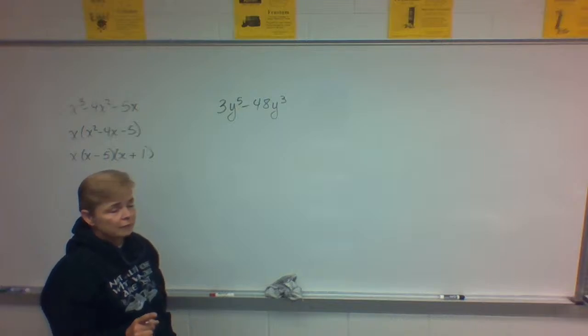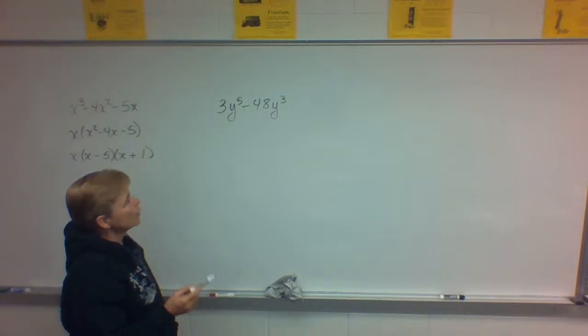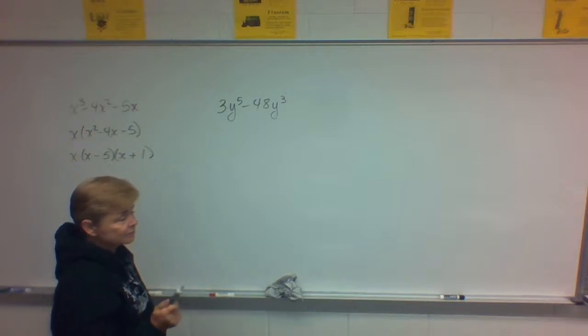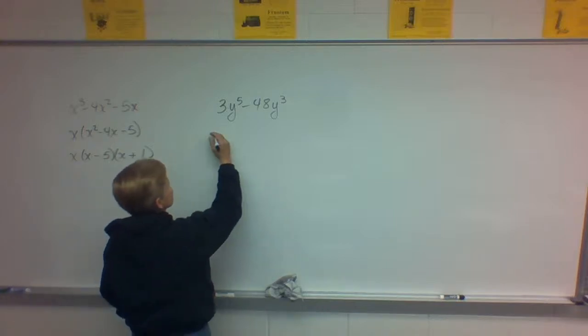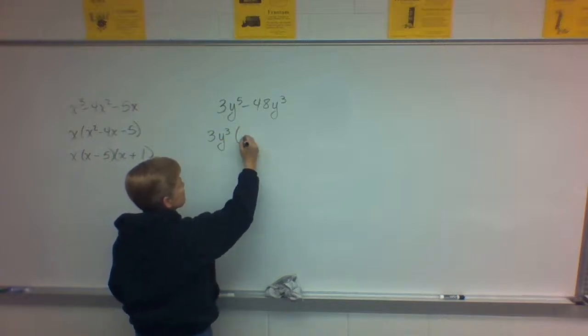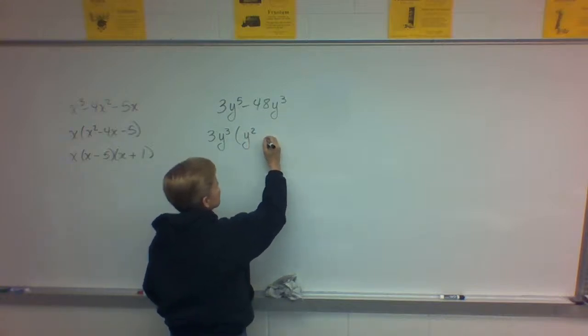Does 3 go into 48? Yep. How do you know? 4 plus 8 is 12. Excellent. 4 plus 8 is 12, which is divisible by 3. So we know we can take a 3 out. What else? Anything? A y cubed. So we can take out a 3 and a y cubed out of both of them. What remains in this one? 12, 16. Which one? 16.